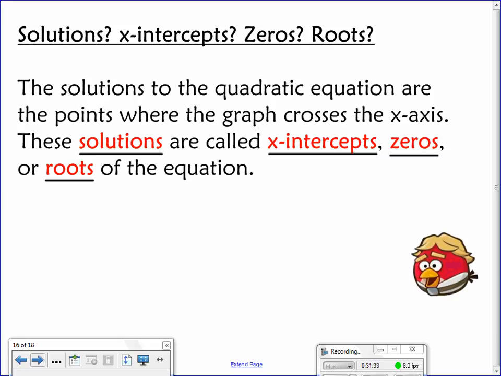You have to find the vertex before you can graph it. Depends, not the vertex. If I want the vertex, I'll say find the vertex. Yeah, because is the vertex where it's crossing the x-axis? No, not typically. Every once in a while it is, but not typically.